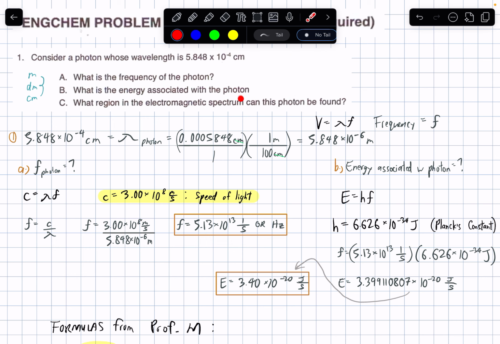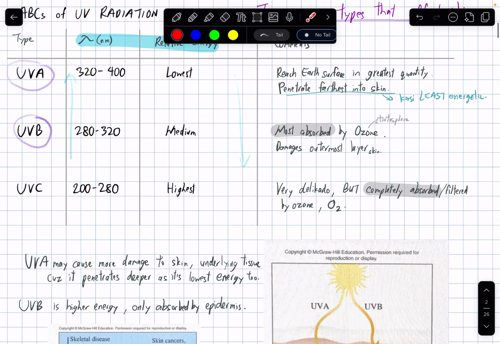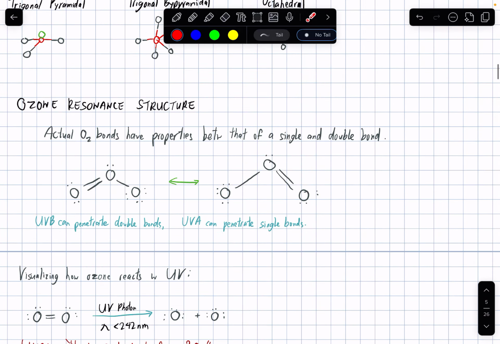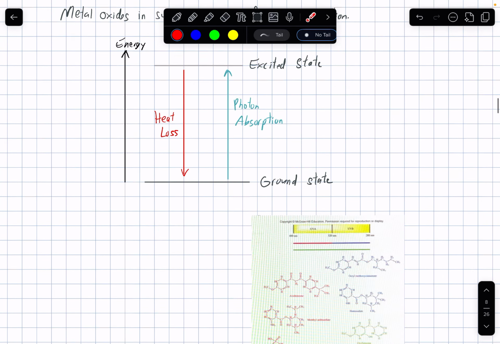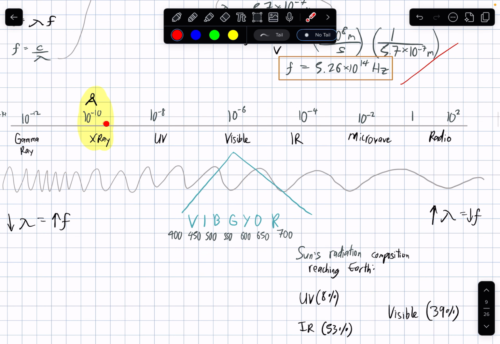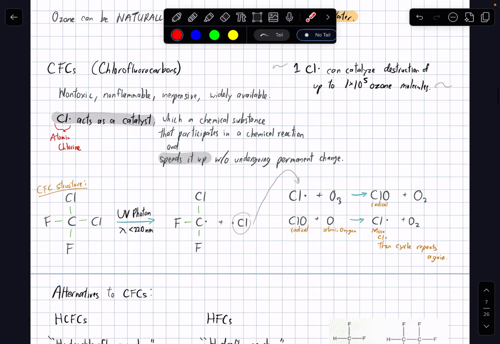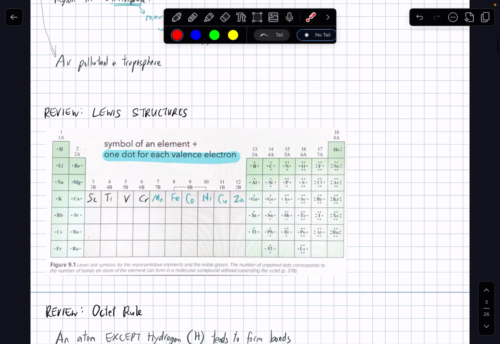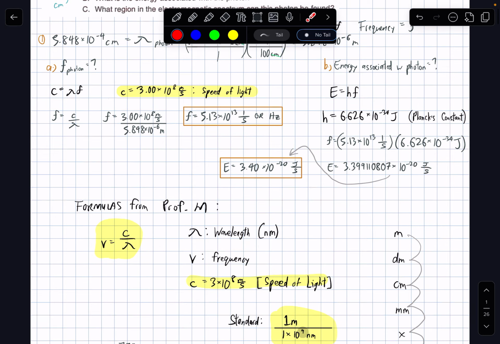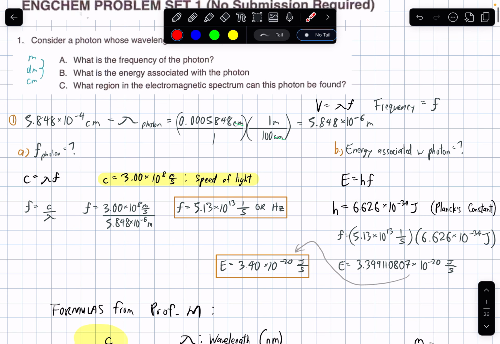Well, that's actually for letter C, the one I'm trying to say. So if you're being asked to what region in the electromagnetic spectrum the photon can be found, you need to be familiar with these guys. So yeah, more on that later. Once we answer letter C, let's go to letter B first. Okay, so what is the energy associated with the photon?